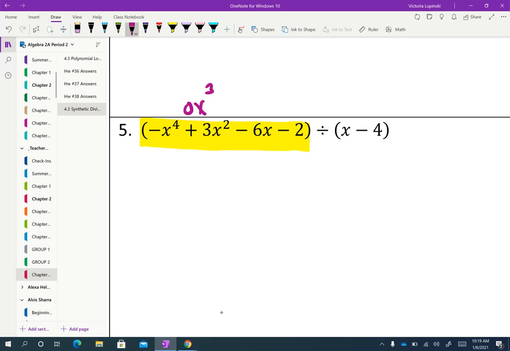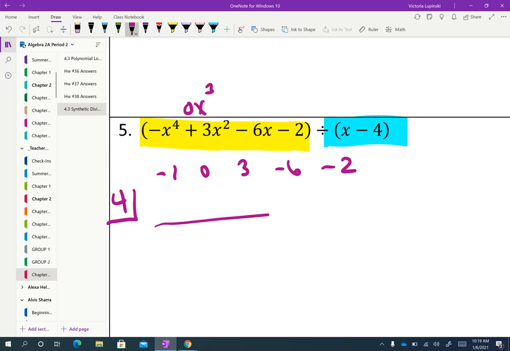So go ahead and copy your coefficients. -x to the 4th would be -1. 0x cubed, 3x squared, -6, and -2. In the box, if you take a look at x minus 4, you're going to go ahead and do the opposite, which is +4. Let's go ahead and see what happens.